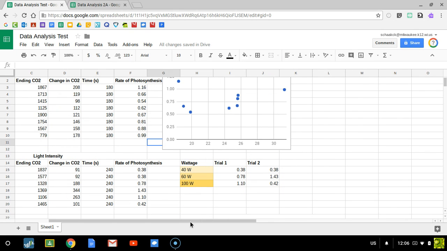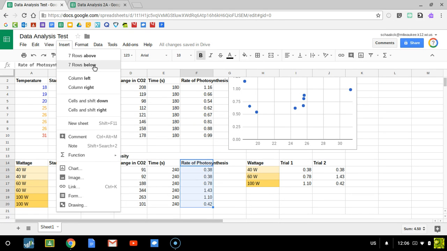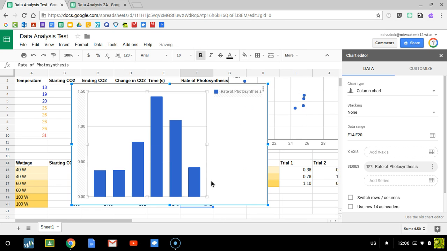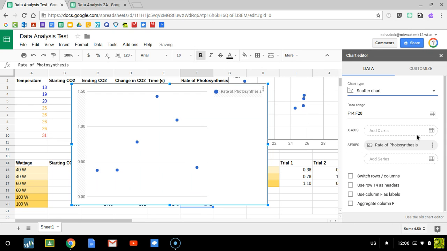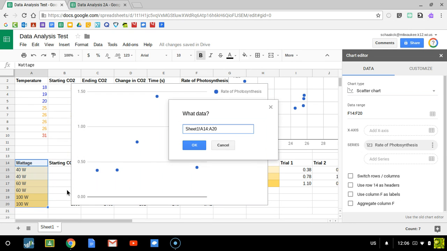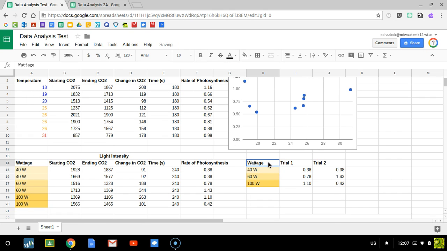Now this next one, I'm going to show you why we organized it like this and why we didn't just take it like this. If I try to insert a chart right from here, it's going to try to do a bar chart. I tell it, no, I want a scatter plot. And then I tell it, oh, x-axis, I want these things. What it does is instead of recognizing that these are both at 40 watts, it treats the 40 watts and the 60 watts and the 100 watts like they're each their own treatment, and they're not. So we organize it like this so that I can highlight the whole thing.